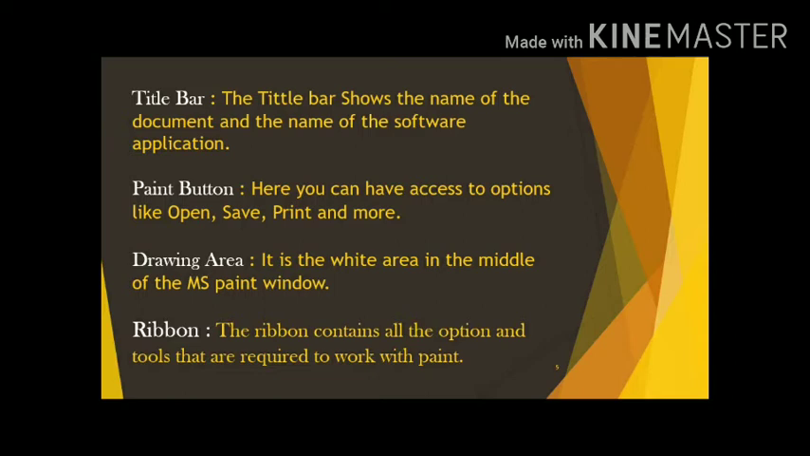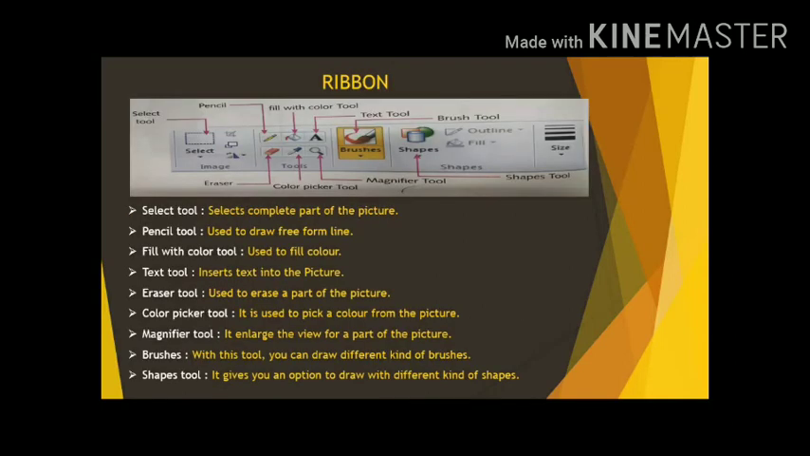Drawing area. It is the white area in the middle of the MS Paint window. You can draw and color pictures here. Ribbon. The ribbon contains all the options and tools that are required to work with Paint. Let us have a look at some important tools for working in Paint.